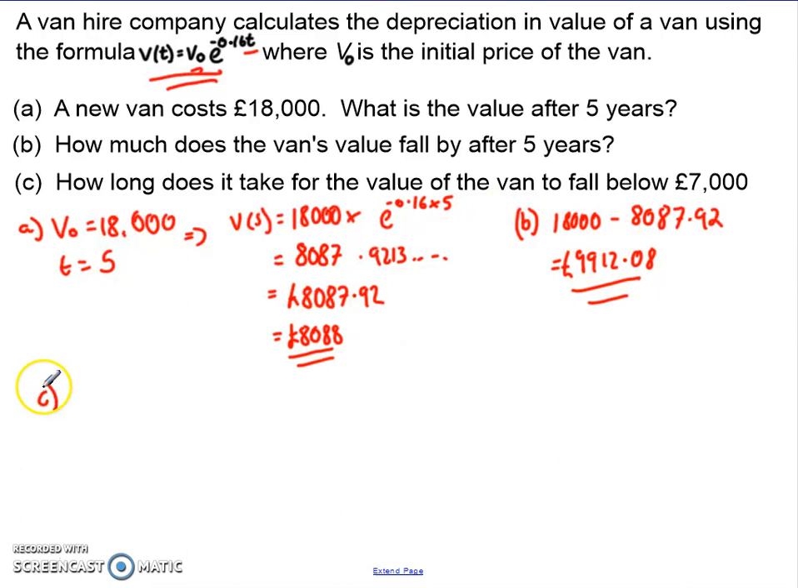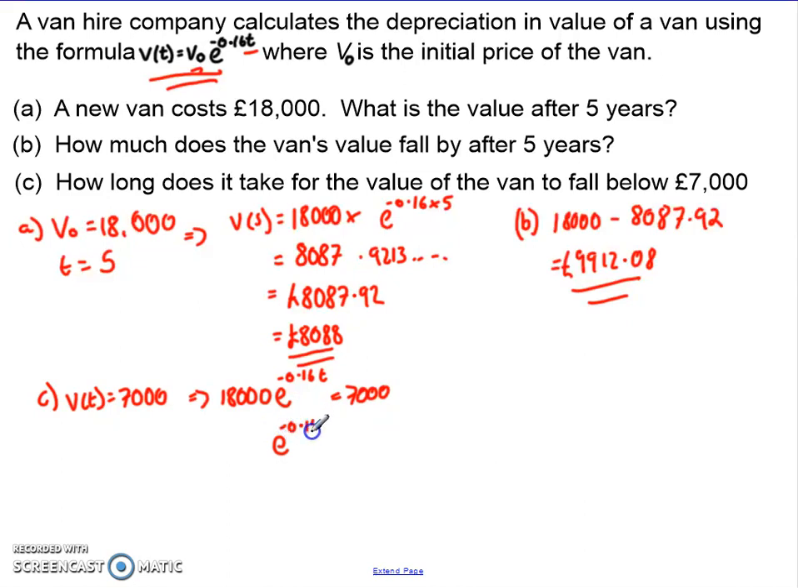The last part is how long does it take for the value of the van to fall below £7,000. So again, it's similar to the first one. We know at this point, V of t is 7 grand. So we want to know at that point, when does it hit 7 grand and when does it get below it? So we have to set up 18,000 e to the negative 0.16t equals that £7,000. And then it's a case again of jiggery-pokery to solve it.